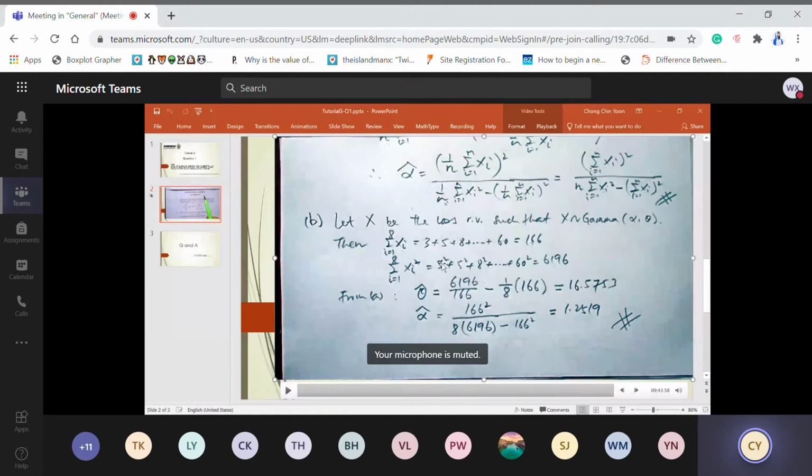Once you have the formula, you just try to calculate the summation of x squared into the formula. So do not waste your time. This is a very simple calculation. Okay, so we move to question 2.